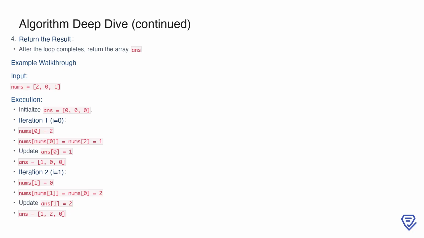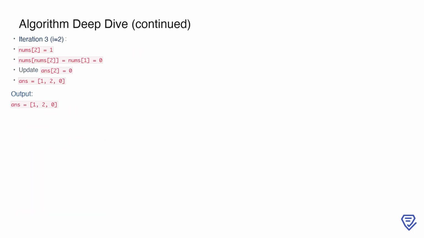Next, for the second iteration where i equals 1, we find that nums[1] equals 0, and looking up nums[0] gives us 2. We then assign this value to ans[1], making the result array ans equals [1, 2, 0] at this stage. In the final iteration, when i equals 2, we observe that nums[2] equals 1. Using this value, we access nums[1], which equals 0. We assign this value to ans[2], resulting in the final array ans equals [1, 2, 0]. With all iterations complete, we now have the output ans equals [1, 2, 0]. This step-by-step approach demonstrates how we can systematically build the result array by following the given mapping rules.